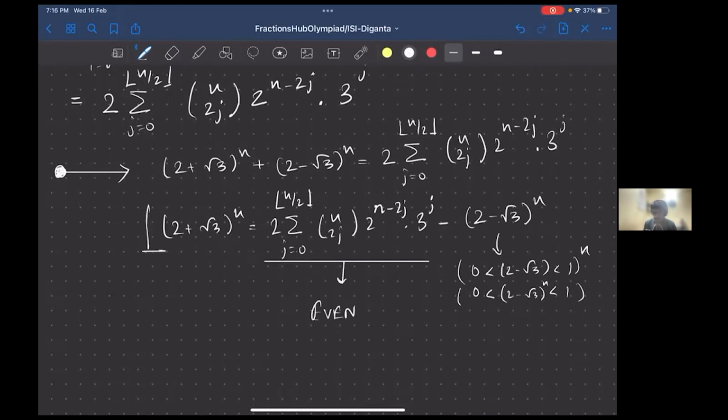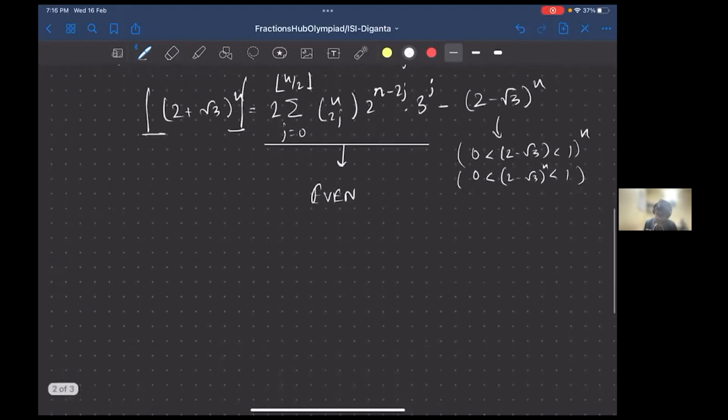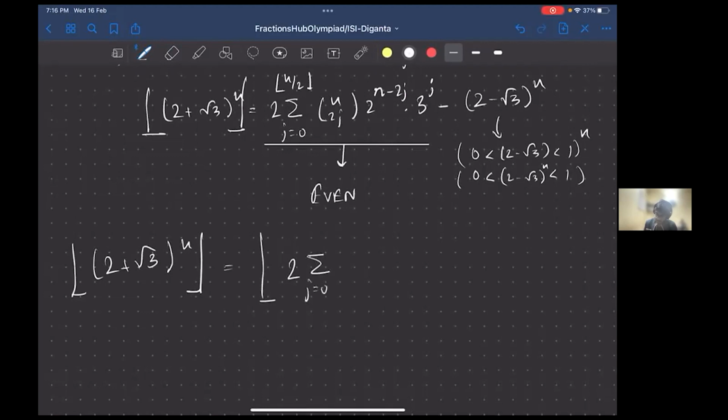So we want the floor of this. So essentially, the floor of (2 plus root 3) whole power n is the floor of twice the summation j running from 0 to floor of n by 2 of n choose 2j, 2 to the power of n minus 2j, 3 to the power of j, minus (2 minus root 3) whole power n.